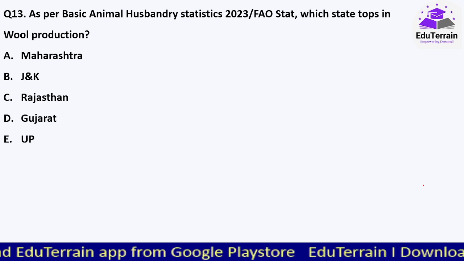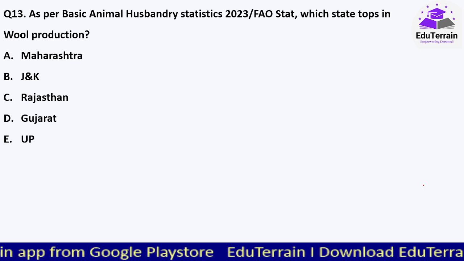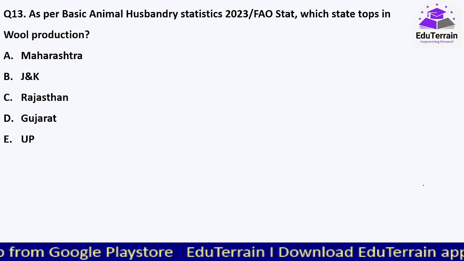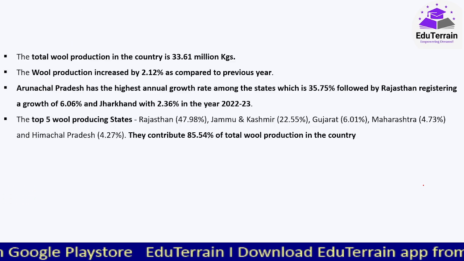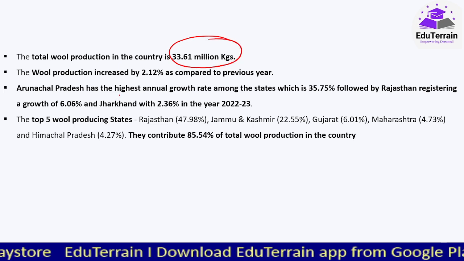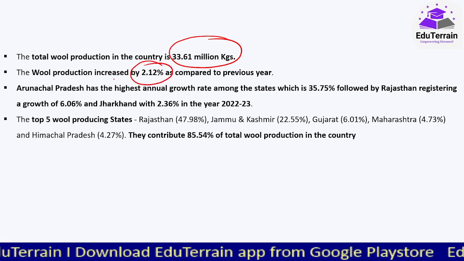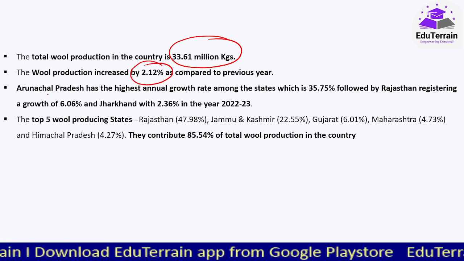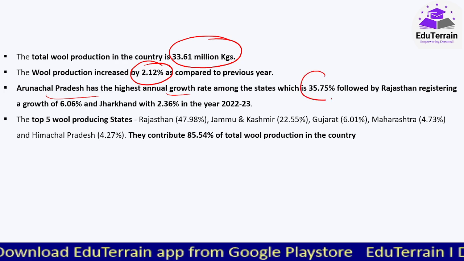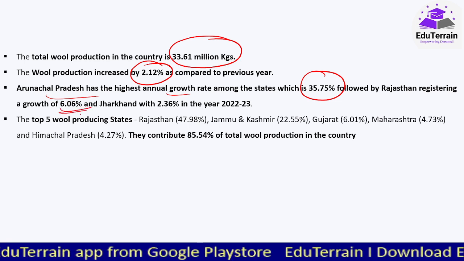As per the Basic Animal Husbandry Statistics, again which state tops in wool production? Whenever wool comes, you can close your eyes and say it is Rajasthan. Rajasthan has the highest production. Total wool production is 33.61 million kgs for 2022-23, and the wool production has increased by 2.12%. Arunachal Pradesh has the highest annual growth rate of 35.75%, followed by Rajasthan registering 6.606.